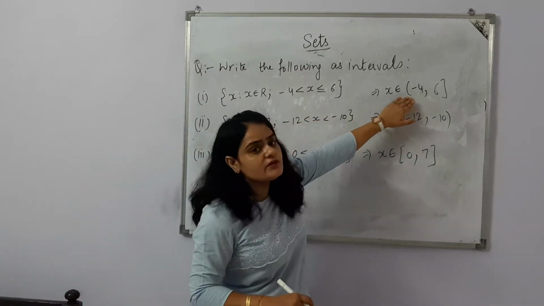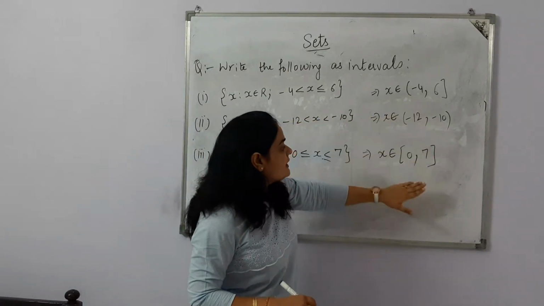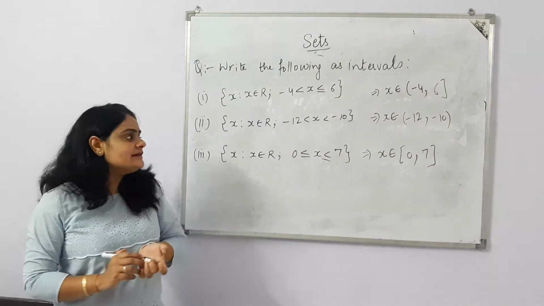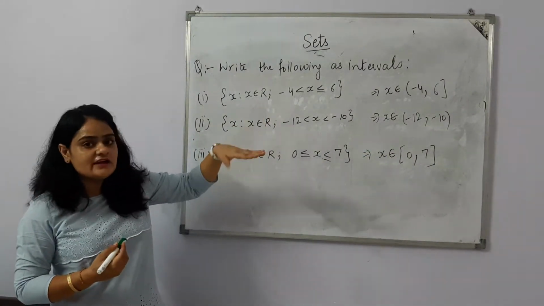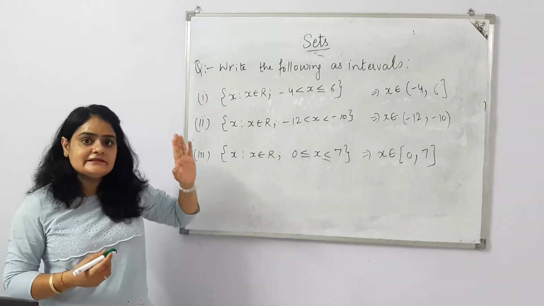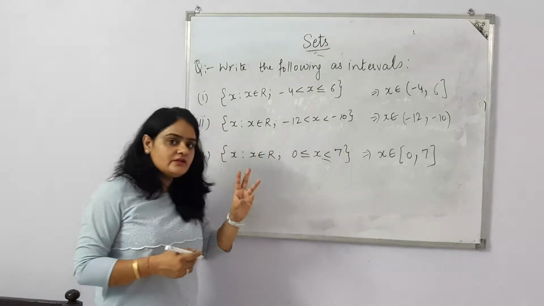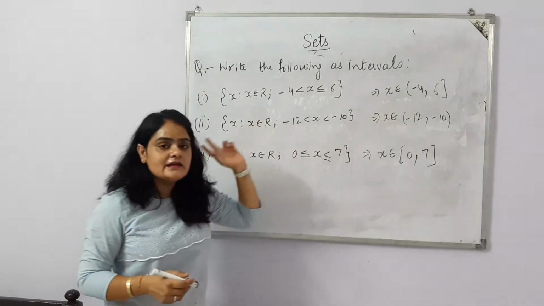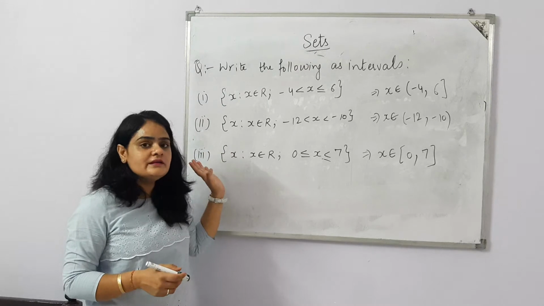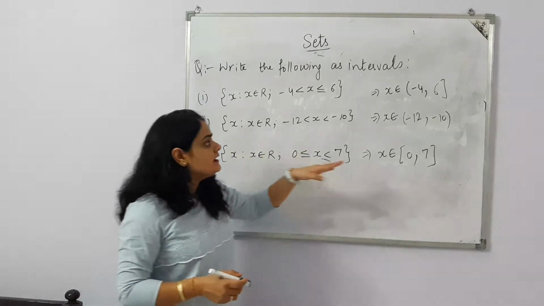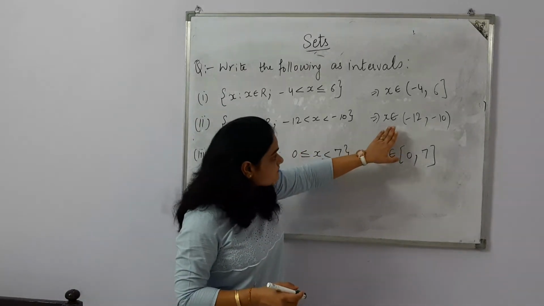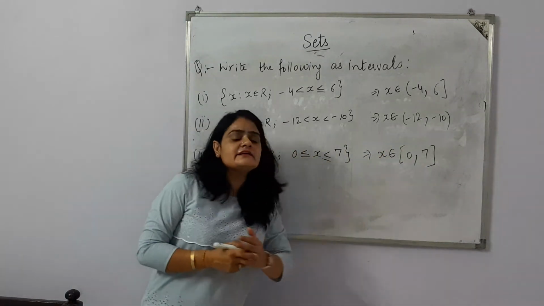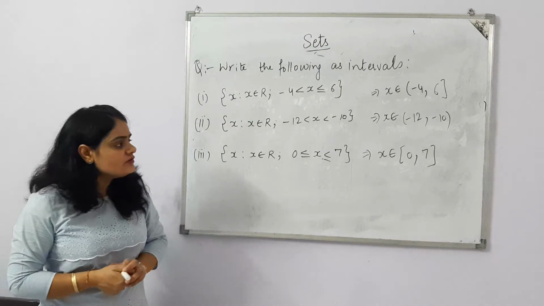This is your semi-open or semi-closed bracket. This is your open bracket, open interval, and this is your closed interval. We did 3 examples with each and every interval that we learnt in the previous video. We learned 3 types of interval. The first part is the example of a semi-open and semi-closed interval. Now the second part is an example of an open interval, and the third part is an example of a closed interval.